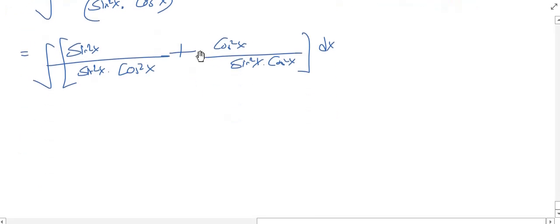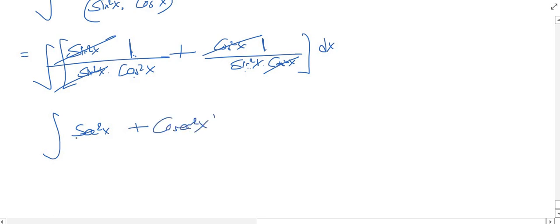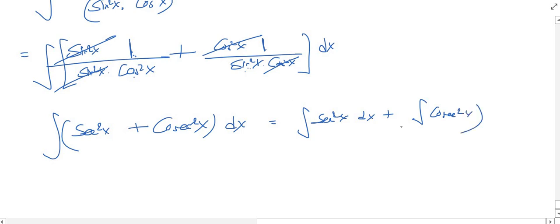Now what? This and this will cancel. So this is 1 by cos square. What is 1 by cos square? Anyone? Nothing but sec square plus, this and this cancel, 1 by sin square. What is 1 by sine square? Cosec square. This is just a trigonometry formula. Now this is integration of sec square plus integration of cosec square. Correct?